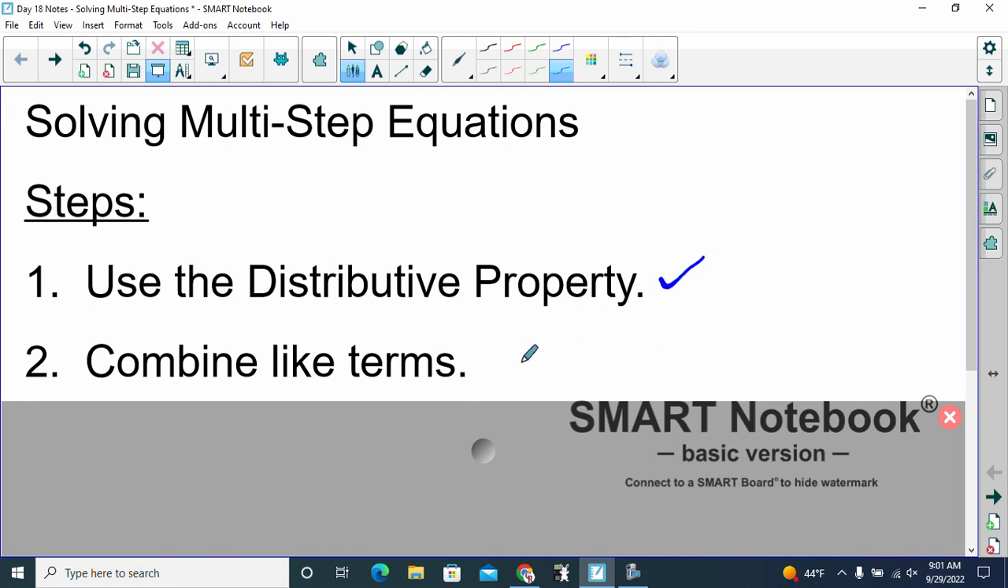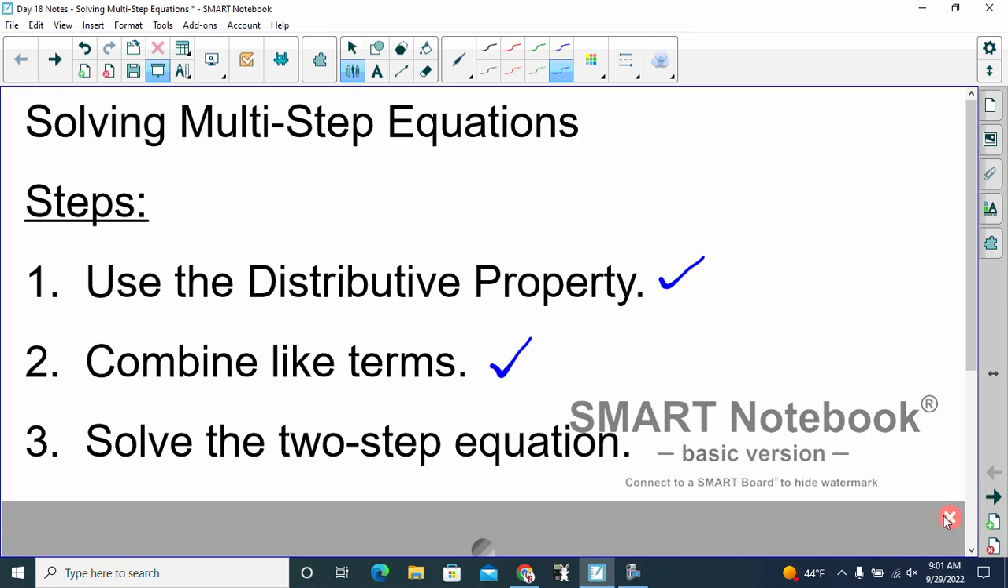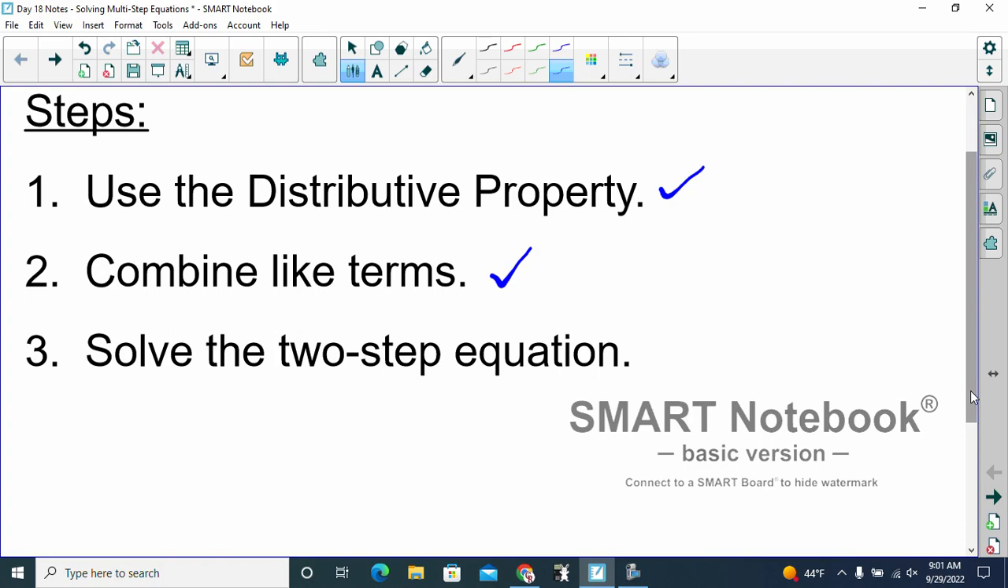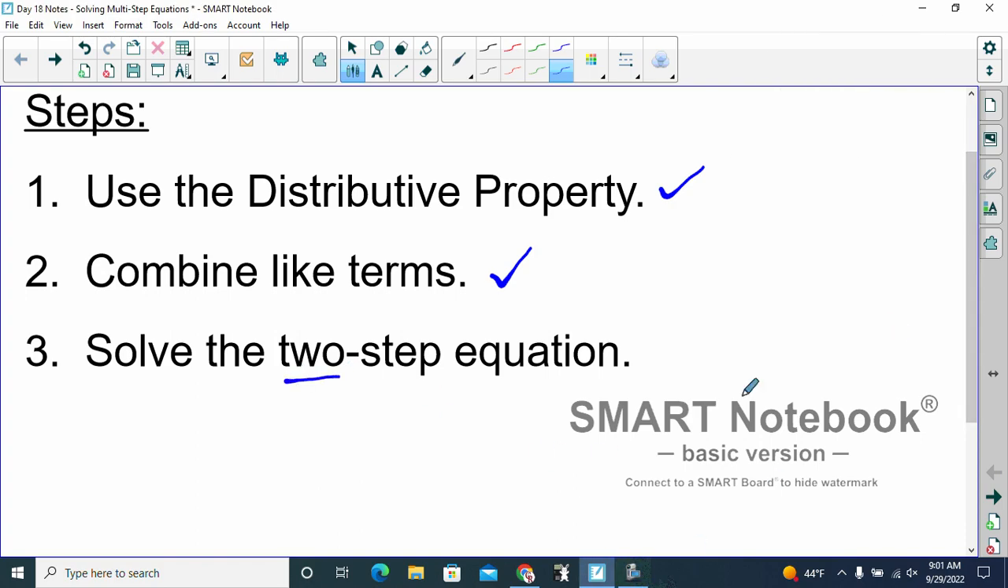Sometimes you may have this step, but you won't have to combine like terms. Sometimes you may have this step, but there's nothing to distribute. Sometimes you'll need to distribute first and then combine like terms. Once we've done those two things, now we should be down to a two-step equation, which is what we've been working on. So solve the two-step equation using the process we've done for the past week or two. So start by using the distributive property, then combine like terms, then solve your two-step equation. It's possible we might have a one-step equation at that point as well.